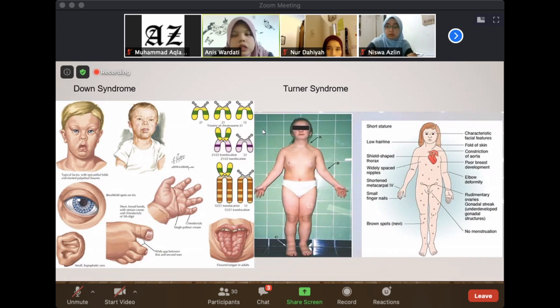For Turner syndrome, usually they have short stature and a webbed neck. The neck appears larger, and for example, the nipples are widely spaced. And there are also other features of Turner syndrome.